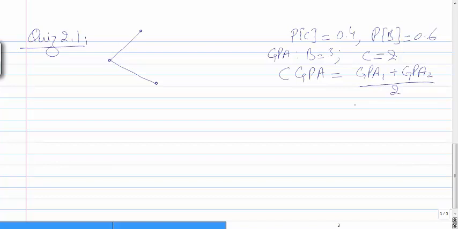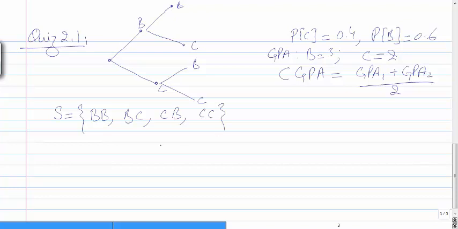Now the question is, make a table of the sample space of the experiment with corresponding values of the student's GPA. The student takes 2 courses, so in the first course they can get a B grade or a C grade. In the second course, if the first is B, again they get a B grade or a C grade. Similarly for C they can get B and C. So the sample space has the outcomes BB, BC, CB, and CC. This is the sample space.